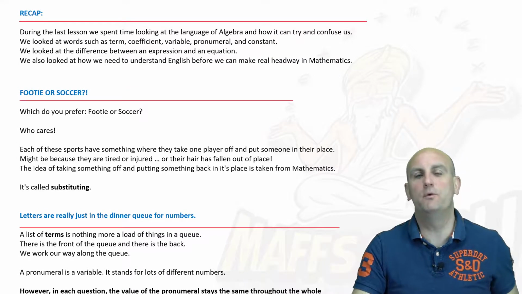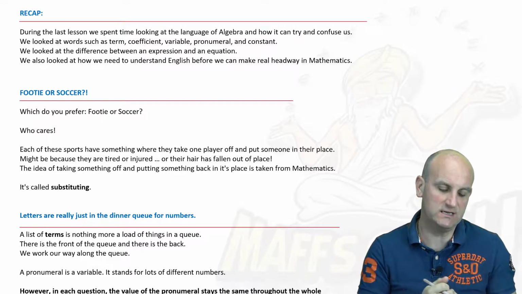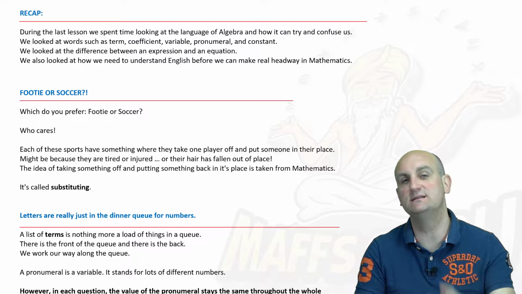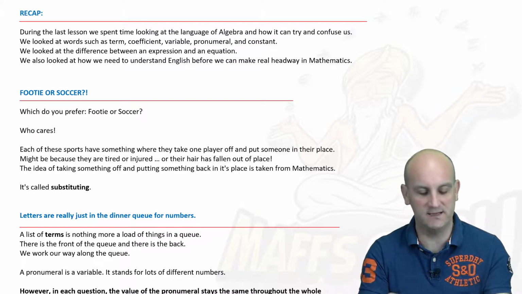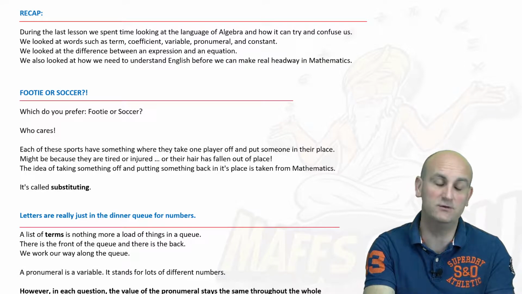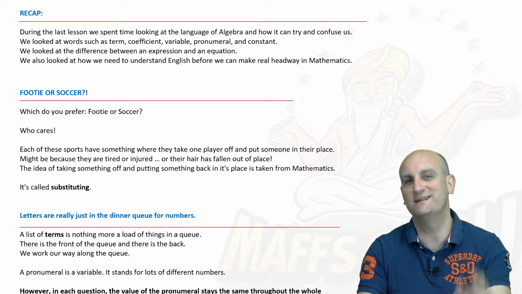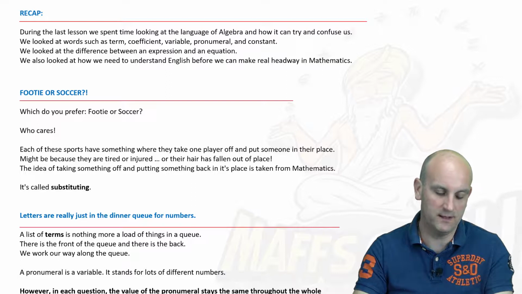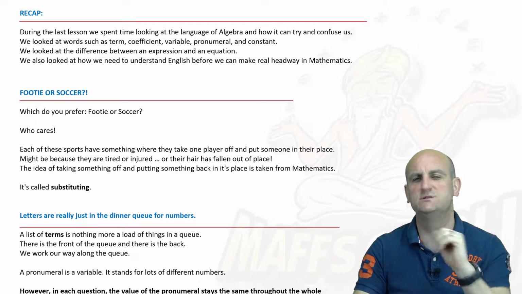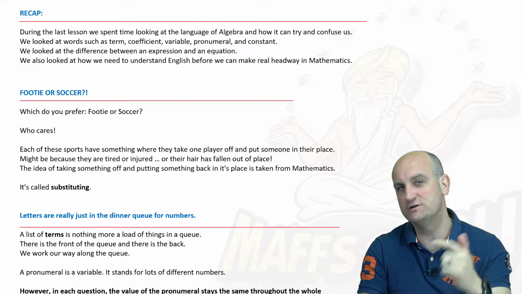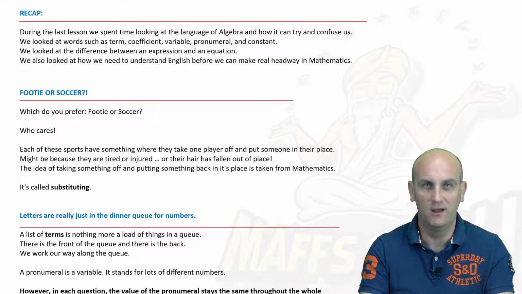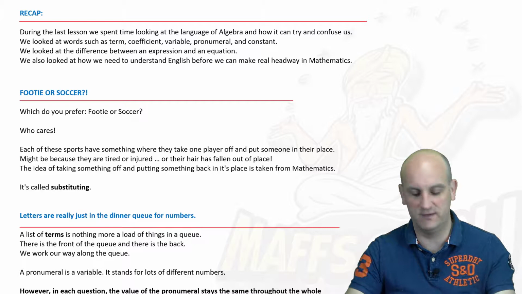So zooming in a little bit more to give me some room. During the last lesson, we spent time looking at the language of algebra. And as I say, if you haven't already watched the video, head over to maffsguru.com. You can load it up. It's just there as the title of the Introduction to Algebra. And you can watch that to give you the context of what we're about to do. All right, but we looked at the differences between expressions and equations and all of those important words like terms, coefficients, variables, pronumerals, and constants, which we're going to use for the rest of this particular course.